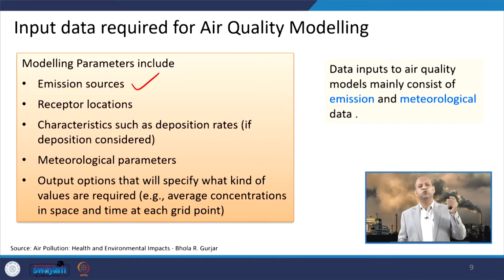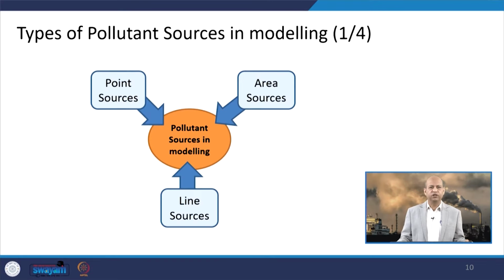And then the output options, like what kind of output we need, whether we need average concentration in space and time in a grid point, or what unit we need, like microgram or some other kind of unit. Those kind of output parameters we need to fix, accordingly we will get the output from the air quality model.